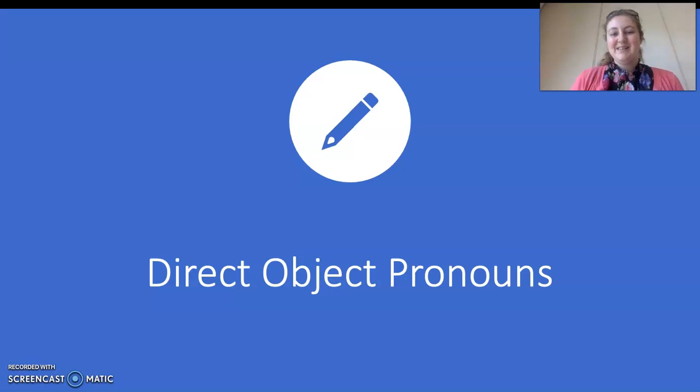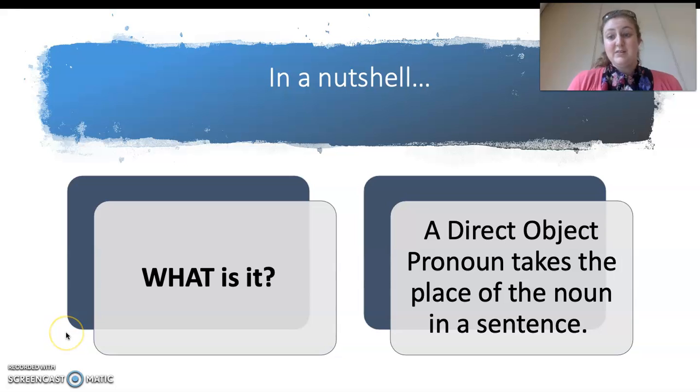Hello boys. Today we're going to be learning about how to use direct object pronouns in French. By the end of the lesson you will be able to explain to me what a direct object pronoun is, how we use it, and why we use it. Let's get started.